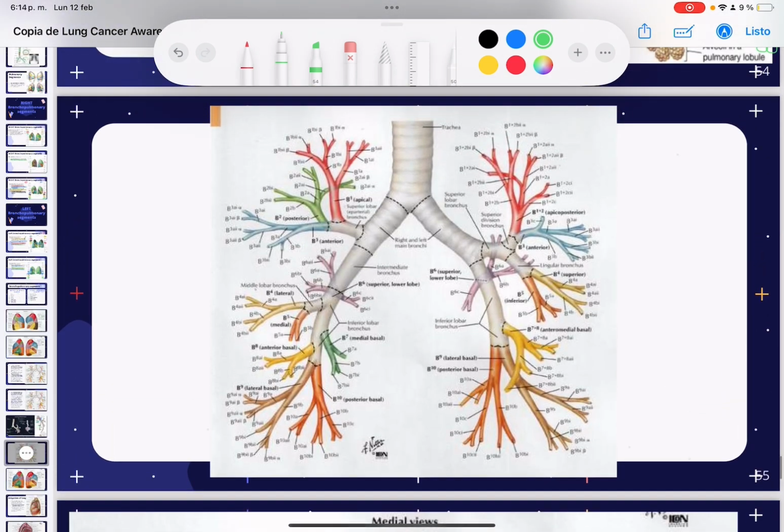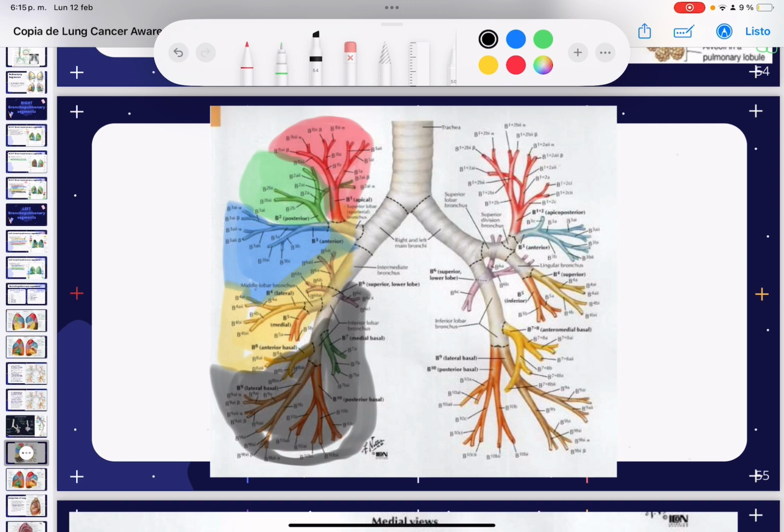So in here are the bronchopulmonary segments. We will see that they each have their own color. We have different colors that help us determine which part they are, and we can draw the lung. The inferior.